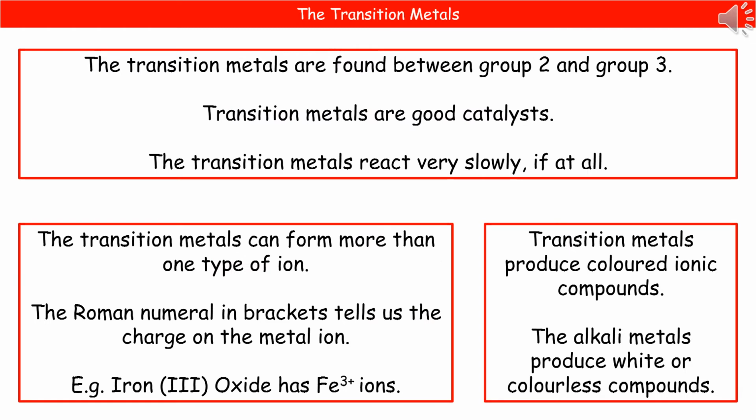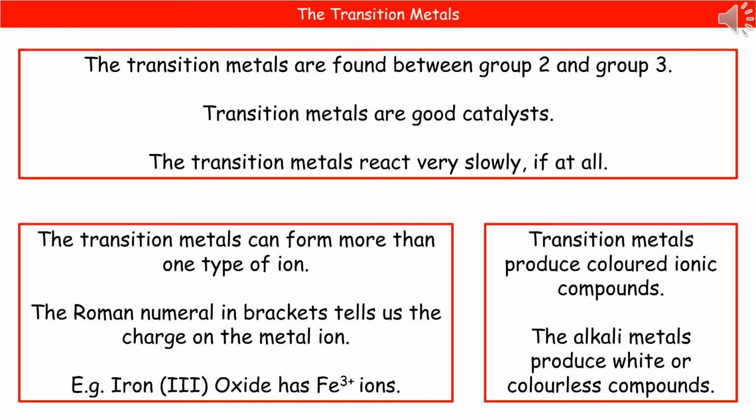In today's chemistry check, we're going to have a look at the transition metals and how we can identify different chemicals. So the transition metals are the ones that are found between groups 2 and 3 on the periodic table. Transition metals are good catalysts, and they're metals that react very slowly, if at all.